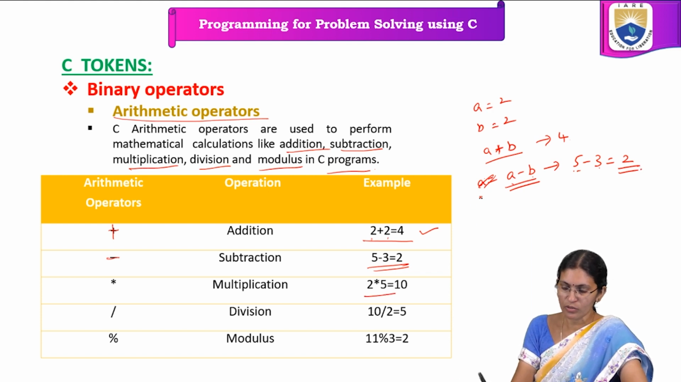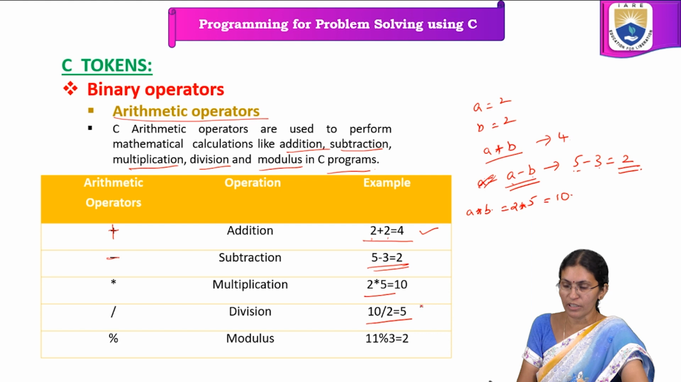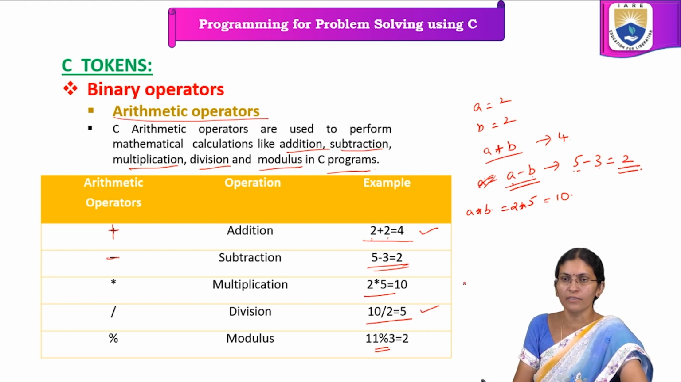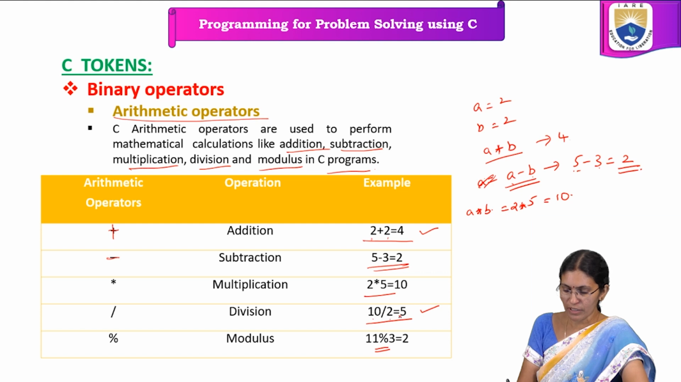Now similarly, you can perform multiplication. 2 into 5 is 10. 10 divided by 2 is 5, and the modulus symbol returns the remainder. 10 divided by 2 is 5, this is the quotient, and the remainder you get is 0. So 11 divided by 3 is.